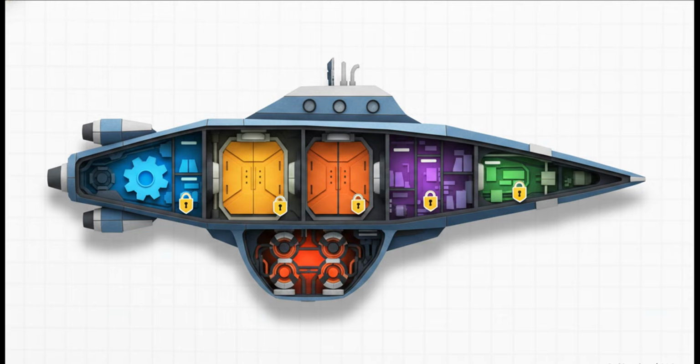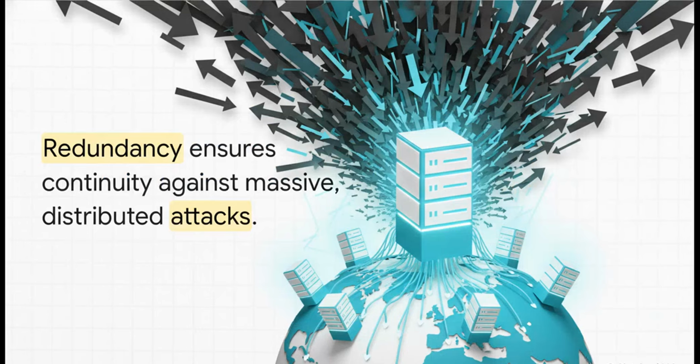Then you have the principle of least privilege. Basically, you give people the absolute bare minimum permissions they need to do their jobs. It drastically limits the blast radius if a single account gets hacked. And finally, we have redundancy. Redundancy isn't just having a backup server in a closet somewhere.